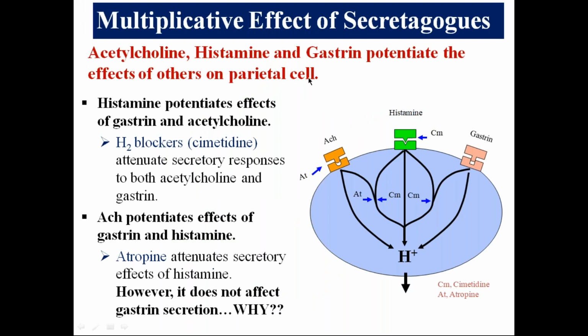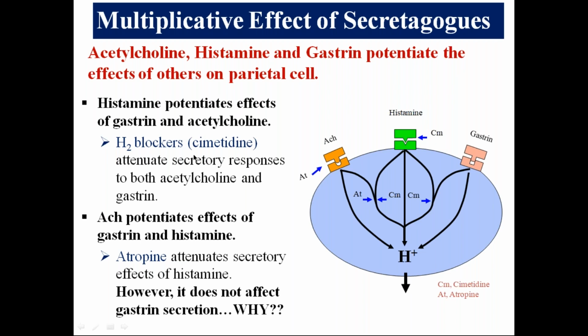So all these three, they help each other and they potentiate the effect of each other. So it is known as the multiplicative effect of secretagogues. The secretagogue is the one which is causing an increase in the secretion. So acetylcholine, histamine, gastrin, they potentiate the effect of each other on the parietal cell. Histamine potentiates effects of gastrin and acetylcholine.